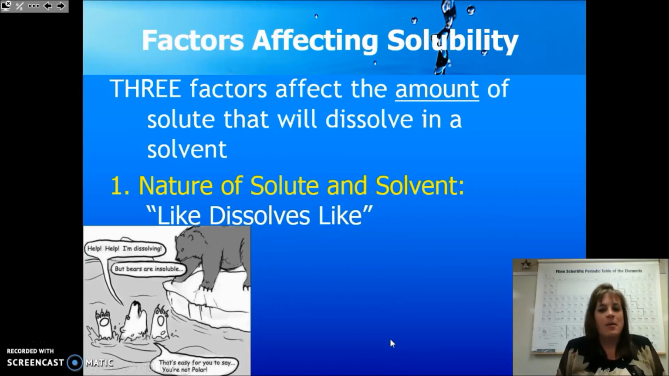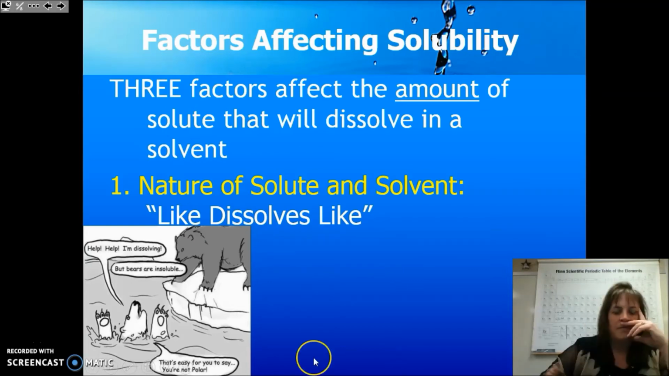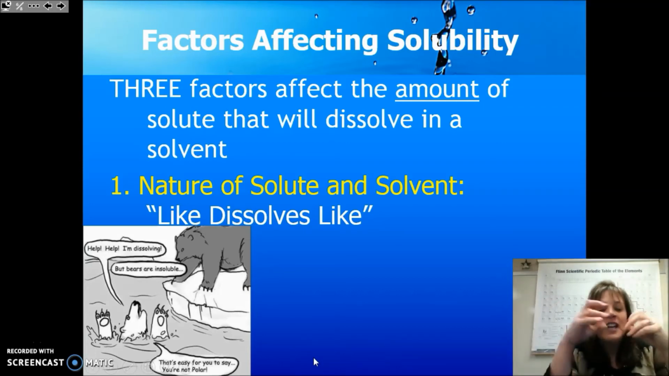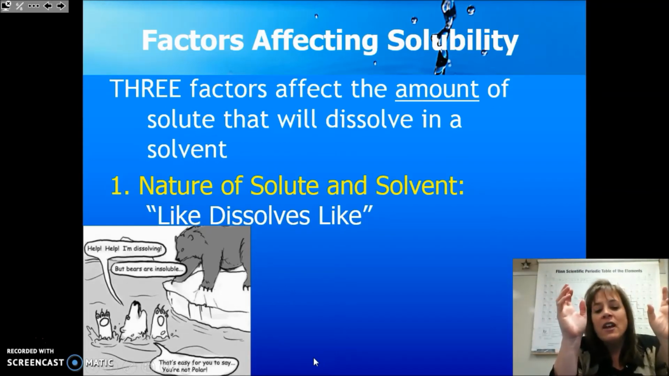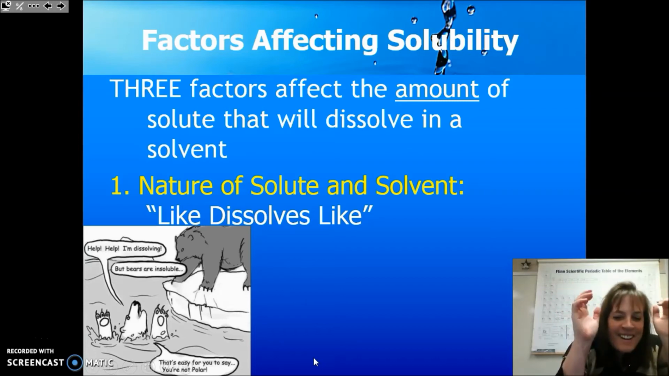And I saw this little comic. I thought it was hysterical. There's a guy dissolving in the water, and he's crying for help, and the bear on the iceberg is like, but bears are insoluble. And the guy in the water is like, that's easy for you to say, you're not polar.